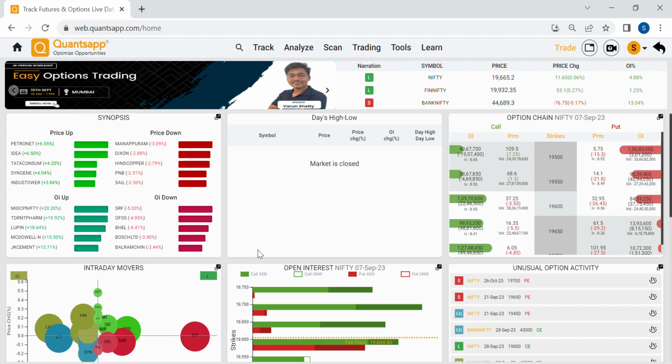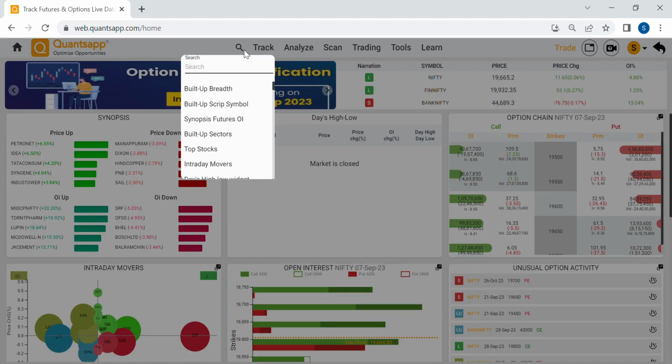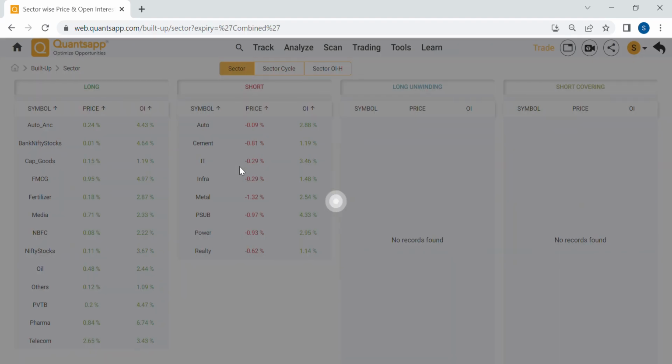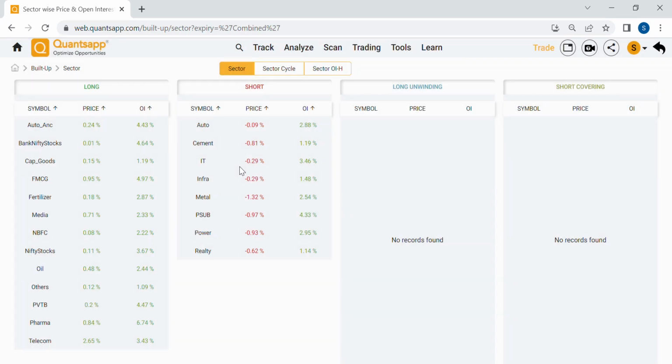So now let's understand how we will do this. For that, I'll use the search panel and navigate to built up sector. The link would be there in the description box below. You can all navigate to that. Now, over here, you are getting to see intraday data. On auto ancillaries, what built up has been witnessed? Long built up has been witnessed. Price up and OI up, so it's showing us long. Then capital goes again a long built up.